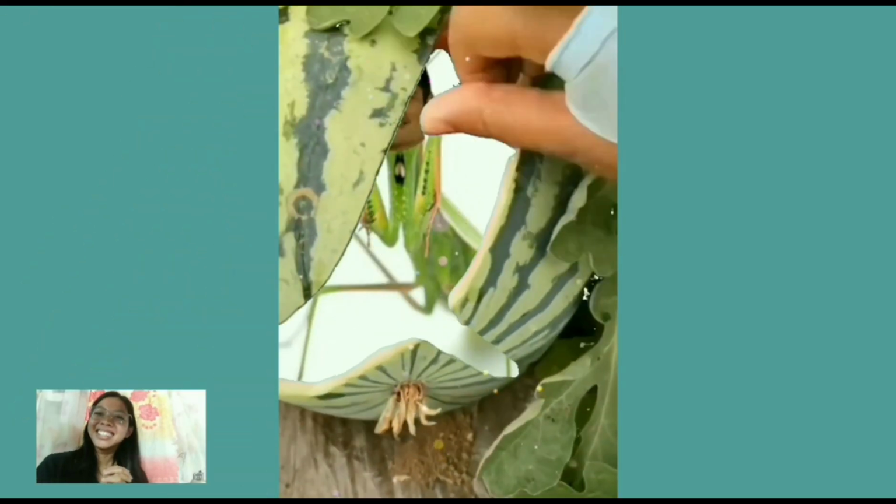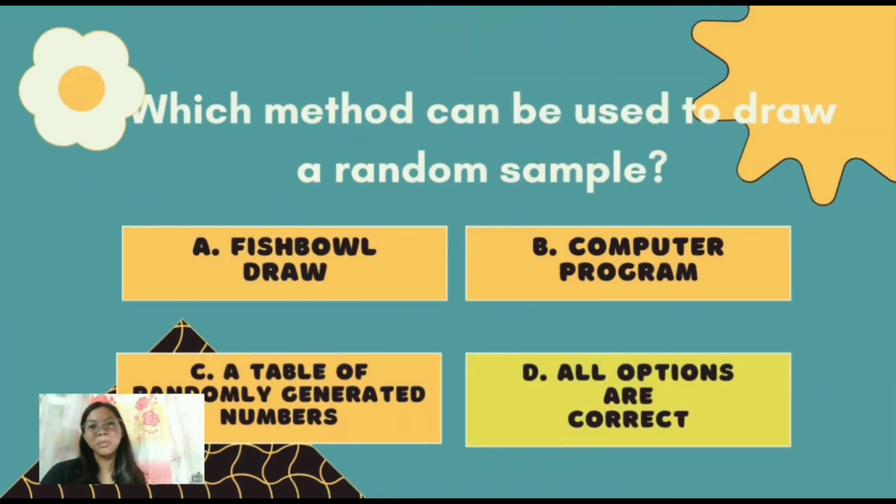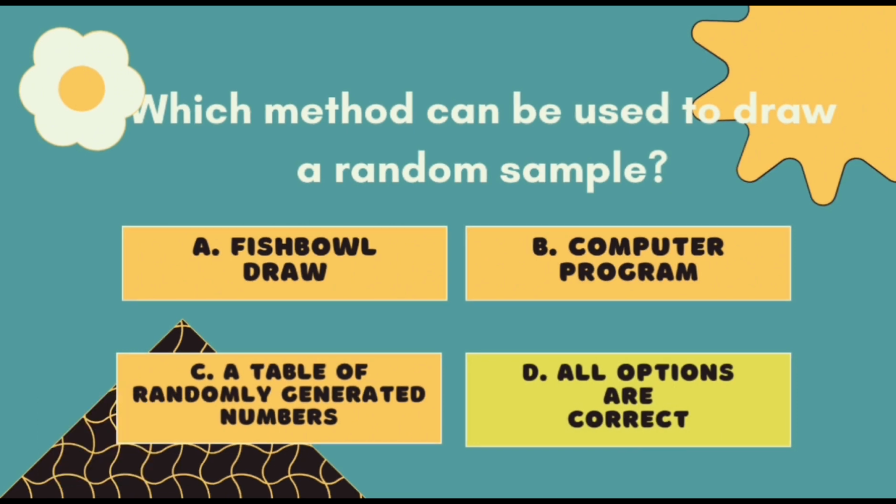The correct answer is D. All these methods can be used to draw a random sample from a population: fishbowl draw, computer program, and a table of randomly generated numbers.